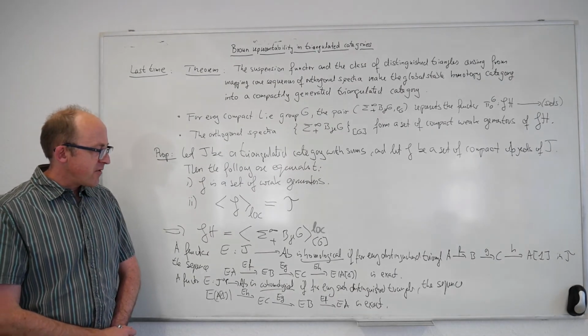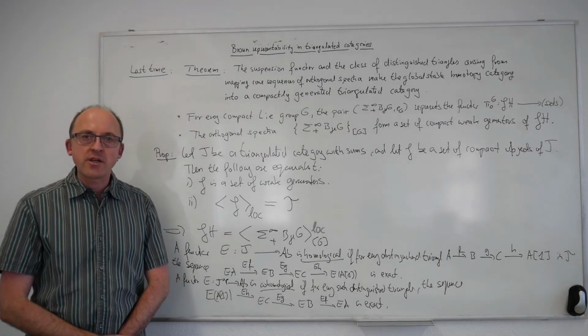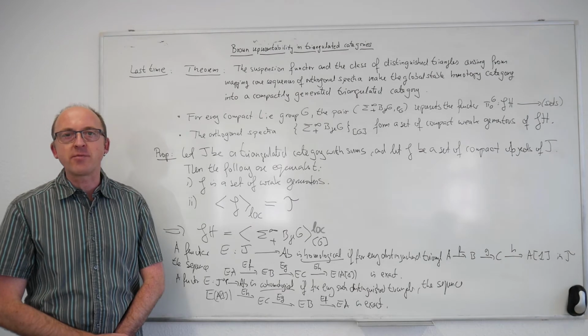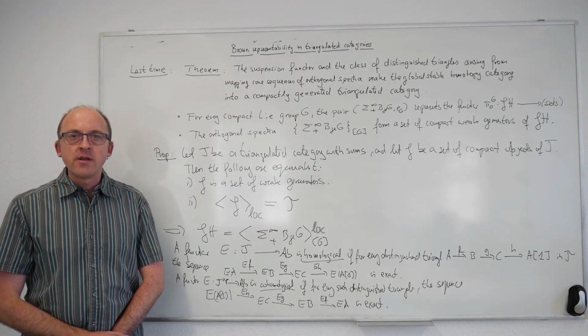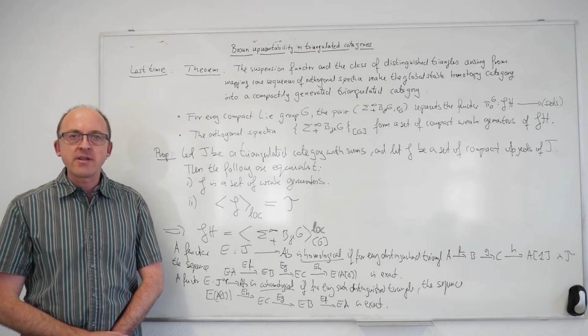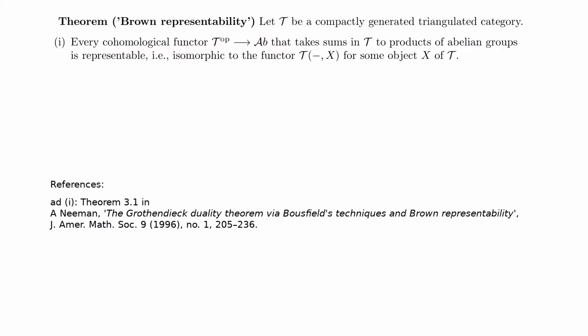A direct consequence of this kind of exactness is that these homological and cohomological functors are automatically additive. That's because direct sums always lead to exact sequences. So now I can formulate Brown representability in the form that is useful to us. We are considering a compactly generated triangulated category T. The first statement says that a cohomological functor that also takes sums in the triangulated category to products of abelian groups is representable. This is the formulation of Brown representability that is closest to the original result of Brown.